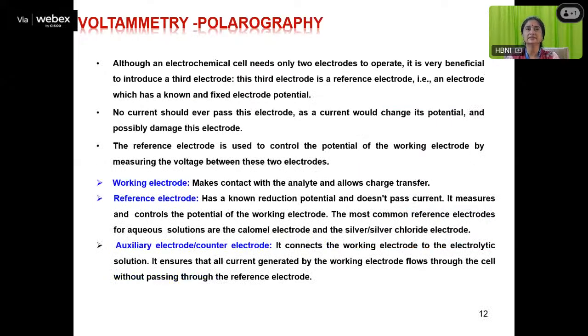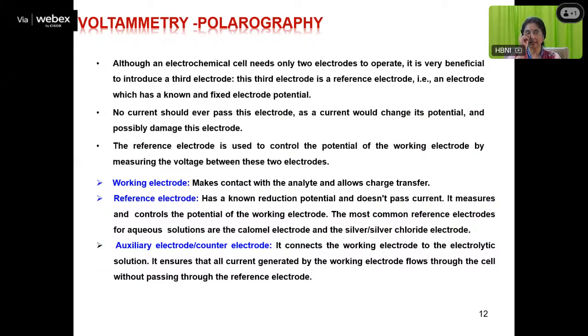Although the electrochemical cell needs only 2 electrodes to operate, as we have seen till now in the Daniell cell or galvanic cell, it is very beneficial to introduce a third electrode. This third electrode is a reference electrode, an electrode which has a known and fixed electrode potential. You may know that the calomel electrode is a reference electrode, the standard hydrogen electrode is a reference electrode, and the AgCl electrode is a reference electrode. For all these electrodes, the potential is a known quantity. So all the measurements of potential are done with reference to this.